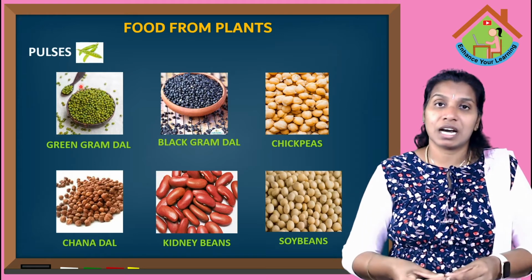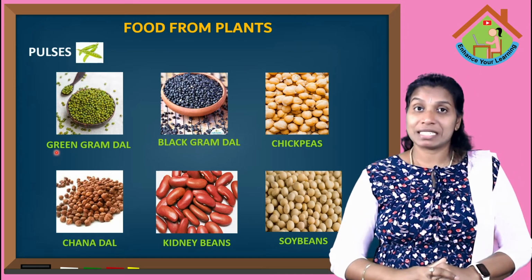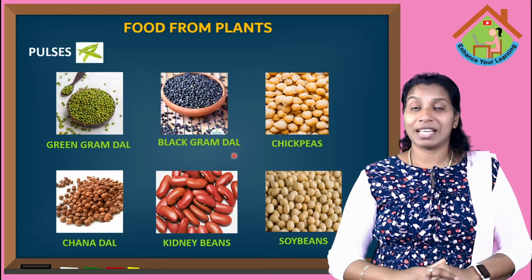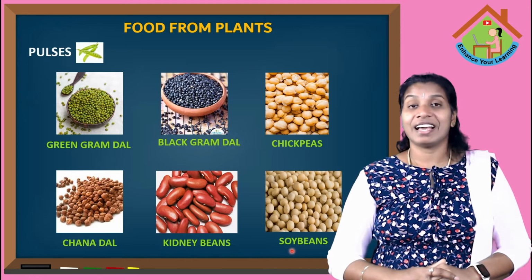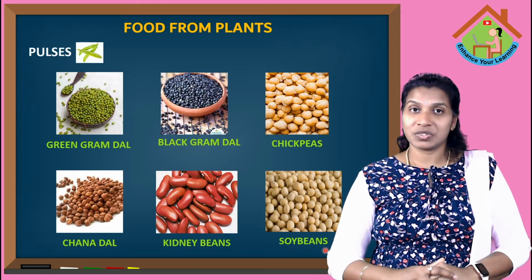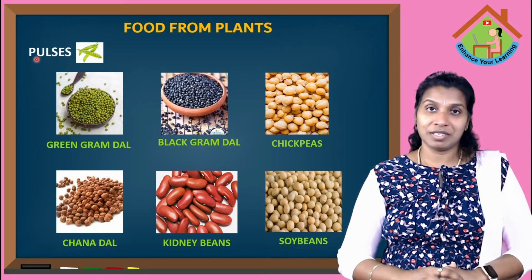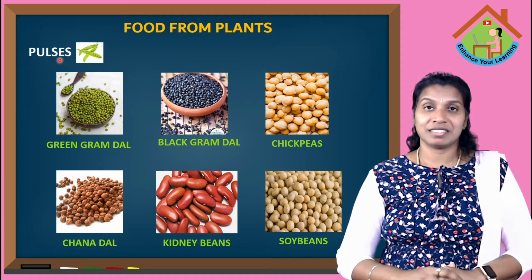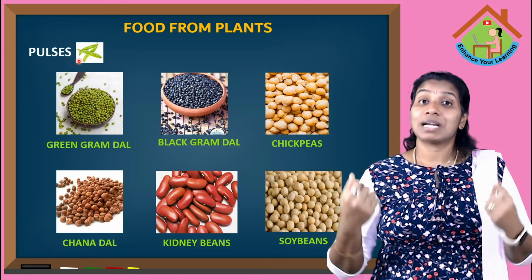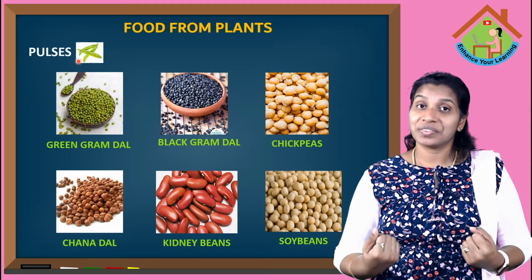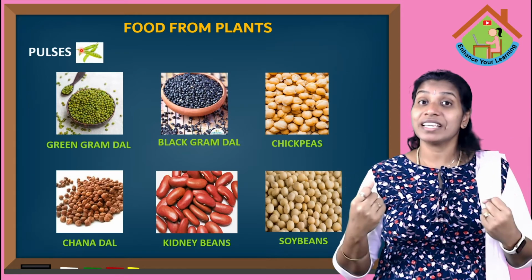These pulses are of different shapes, sizes and colors. Examples of pulses are green gram dal, black gram dal, chickpeas, chana dal, kidney beans and soybeans. Understood, kids? Pulses are a rich source of protein, fiber, vitamins and minerals. Pulses are the body building food. Cereals are the energy giving food and pulses are the body building food.